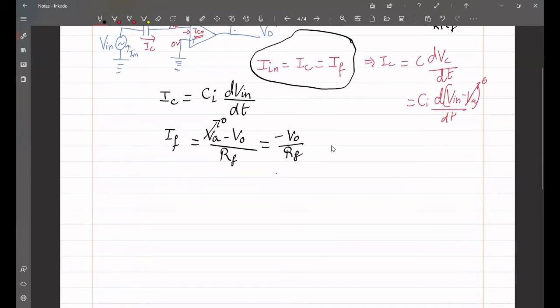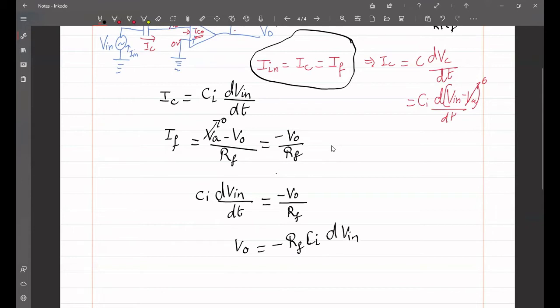So minus Ci dVin/dt is equal to minus V naught divided by Rf. So what happened? V naught is equal to minus Rf into Ci into dVin/dt. So this is the corresponding output voltage of an op-amp when it is used as a differentiator circuit.